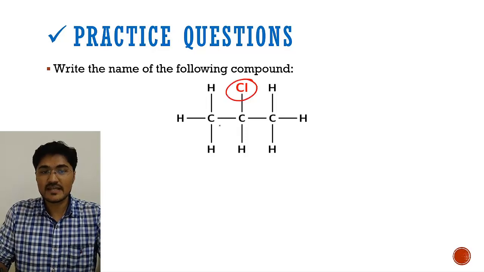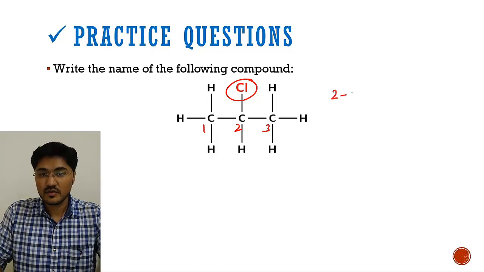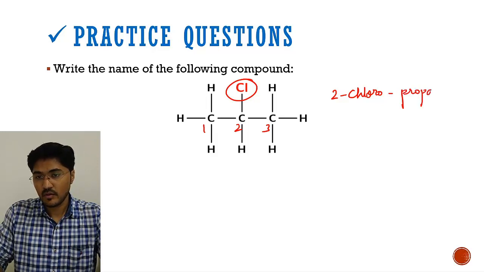Here a halogen group is attached to the third carbon. Either way it is a third carbon and it is an alkane, so it becomes 2-fluoropropane. That's your final answer.